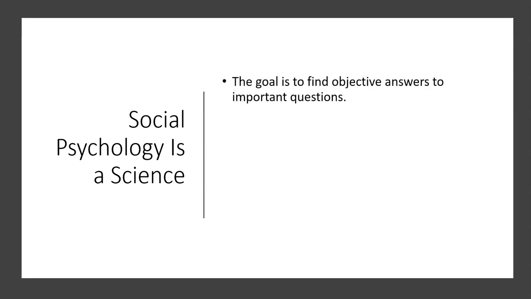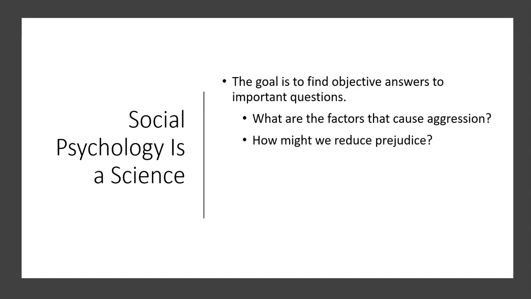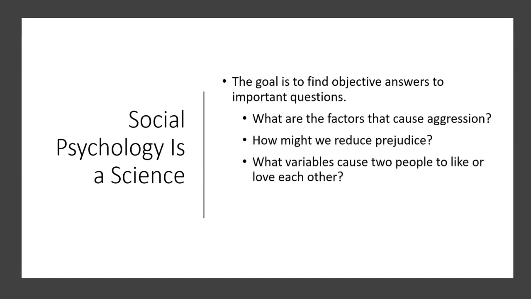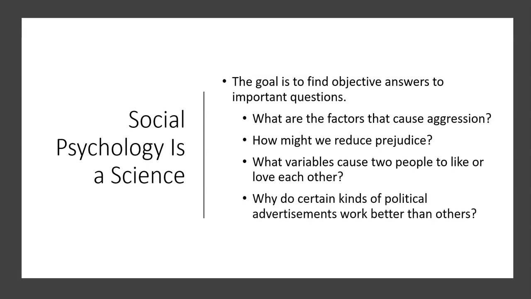Social psychology, like all of psychology, is a science. We use the same kinds of methods and processes that all of the other sciences do to find objective answers to questions that we have. So, for instance, in human social behavior, we have lots of important questions to answer, like what causes aggression? How can we make prejudice less prevalent? What kind of variables encourage people to like each other or even fall in love? And what kind of advertisements actually work? Specifically, we could ask questions about political advertising as well.